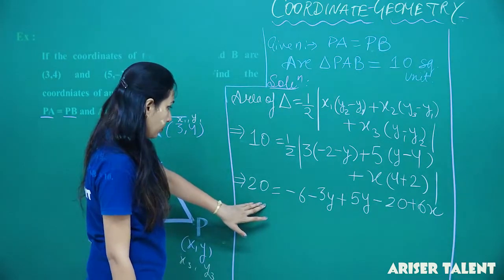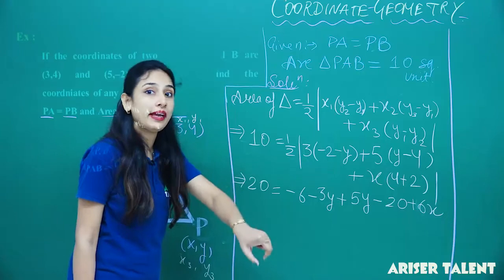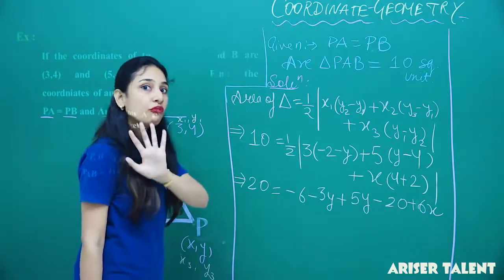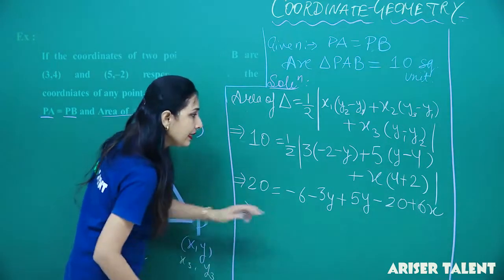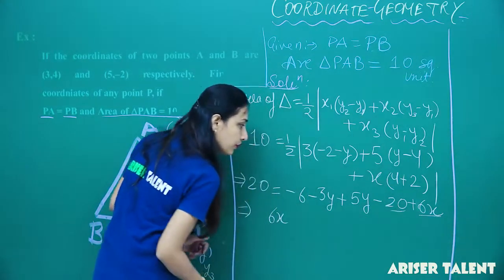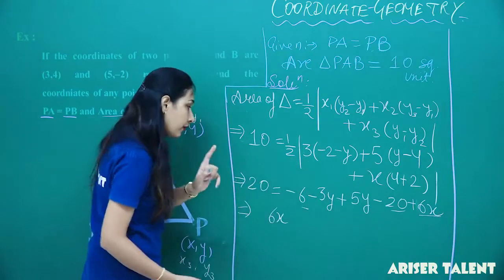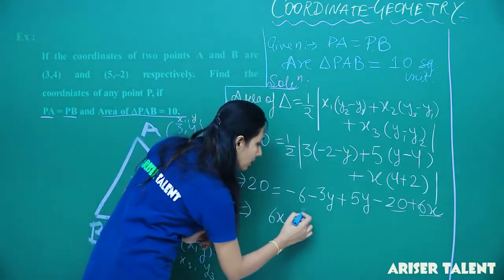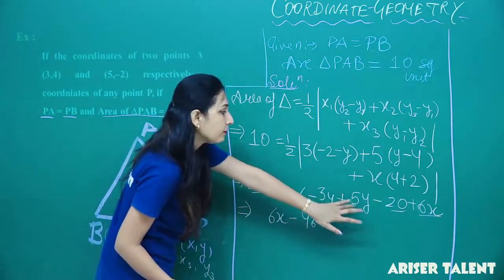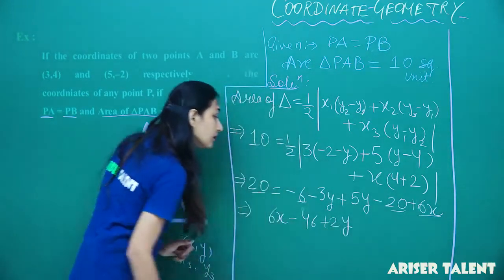Okay, so what can I have? I can have the value of x from here in terms of y. Understand this? I am having the value of x from here in terms of y. So if I have done with this x, then this is 20, this is minus 6 and this 20 also here, so minus 46. Okay, now 5 minus 3y plus 2y is equal to what? 0.